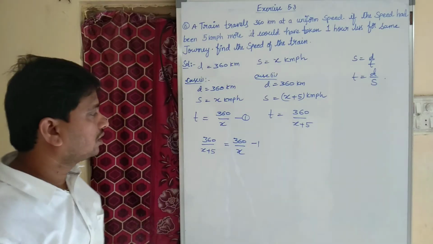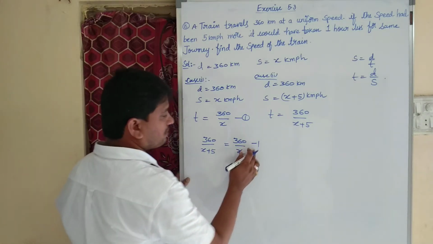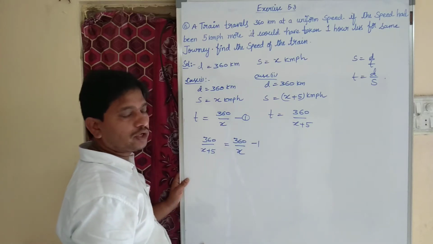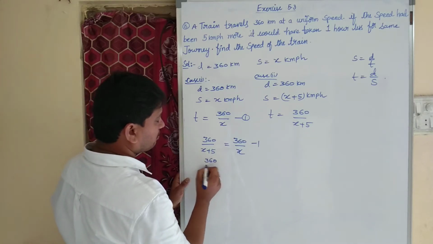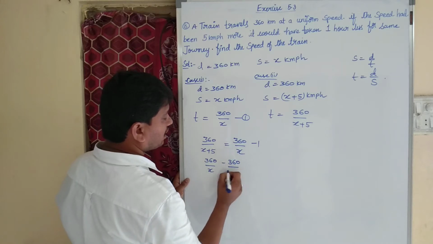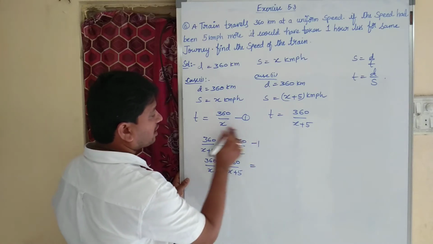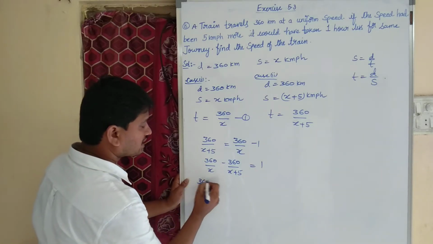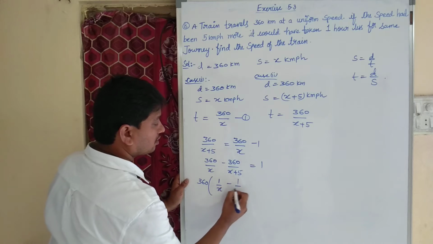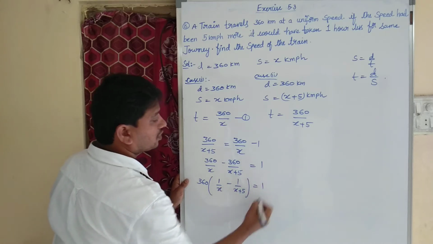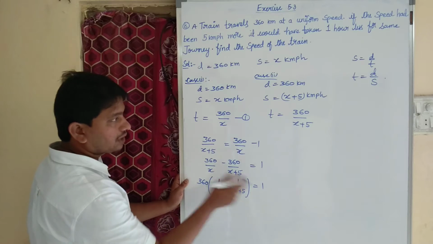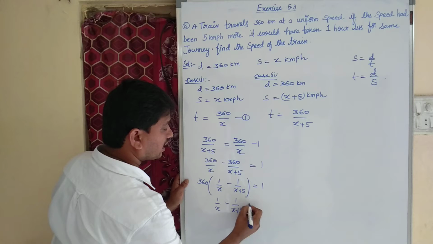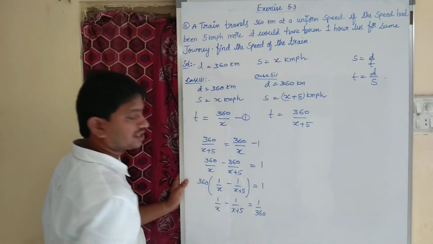Right, children? Now what you do, this minus 1 you transpose to this side, and this plus 360 by x plus 5 you transpose to that side. So we will get 360 by x minus 360 by x plus 5. We are taking minus 1 towards the left-hand side, it will become plus 1. Now we can take 360 as common. We will get 1 by x minus 1 by x plus 5 equals 1 by 360, since 360 is multiplying and we transpose it.